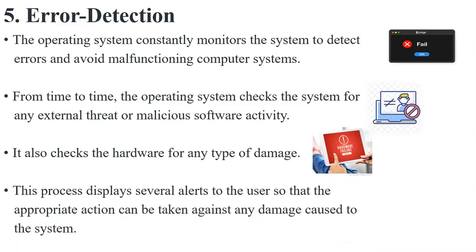Then this process displays several alerts to the users so that the appropriate action can be taken against any damage caused to the system. So maybe if you insert a USB, it shows a pop-up at the right hand corner at the bottom side saying that the USB is not recognized or something like this. What does that mean? That is an alert message that is coming. That means there is some problem in the pen drive and you need to address that. So that is error detection. You can get it by beeps, or you can get alert messages, or you can get warnings, something like this.